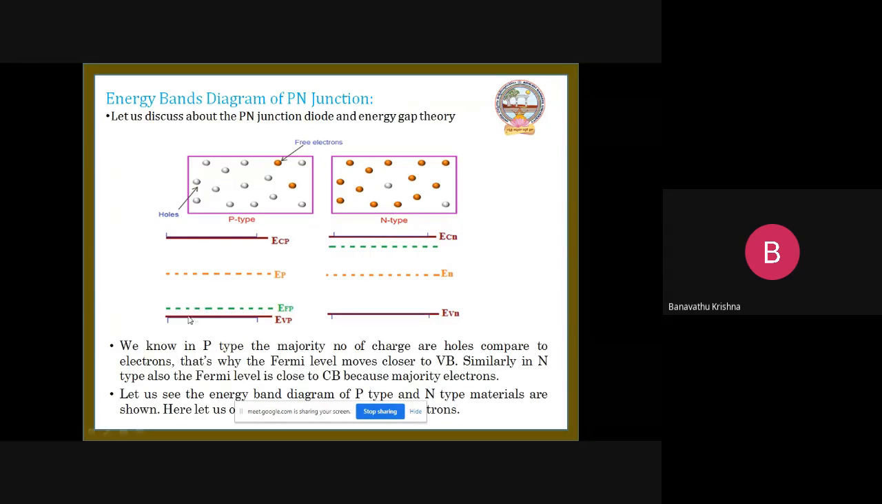Similarly, when the positively charged holes move from the P side to the N side, they leave negatively charged ions behind. Then the Fermi level of the P type moves closer to the conduction band. So in the energy band diagram, one moves downwards and the other moves upwards. Now let us observe the energy band diagram for the PN junction.